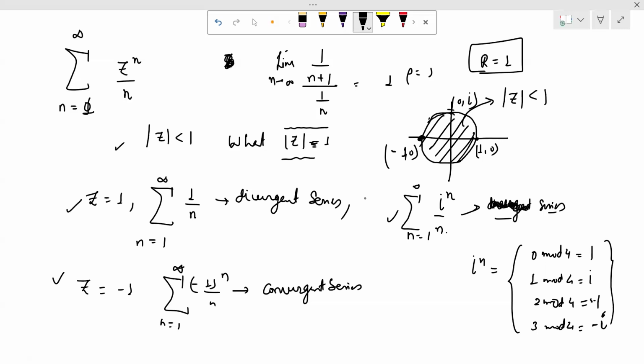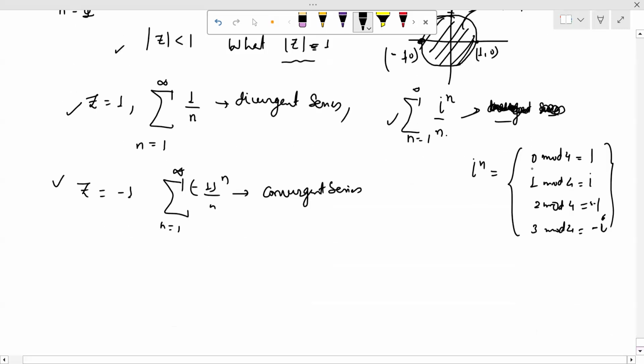But overall, you see that on the circle, you cannot say anything with all certainty, whether it is convergent or divergent, because on the circle itself, you can have a point minus 1. On the circle itself, you can have a point plus 1. And you can also have a point iota. So if you take iota as a point, then iota raised to power n can have four different implications. But all those things you have to see.